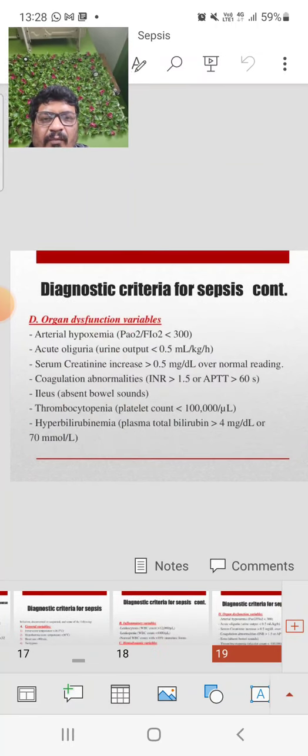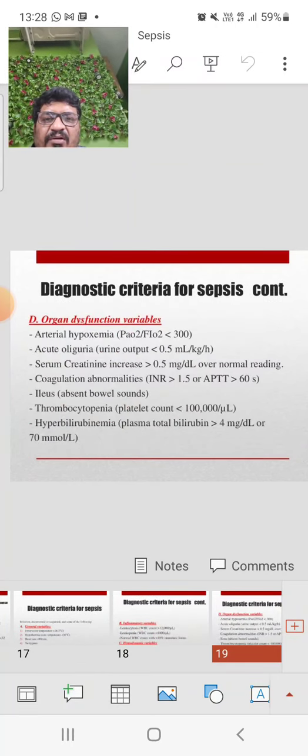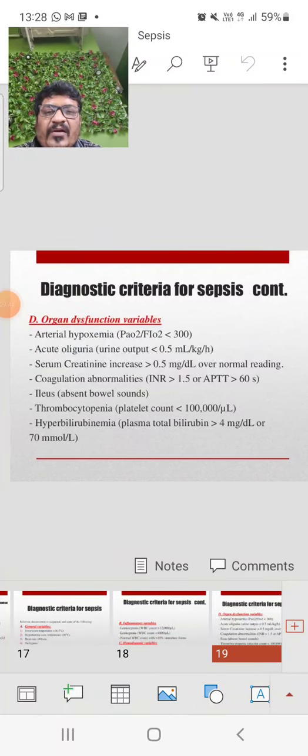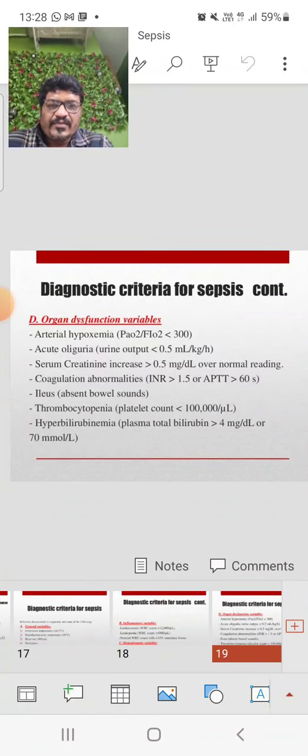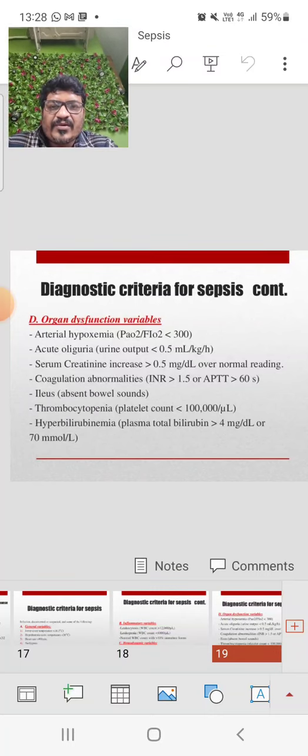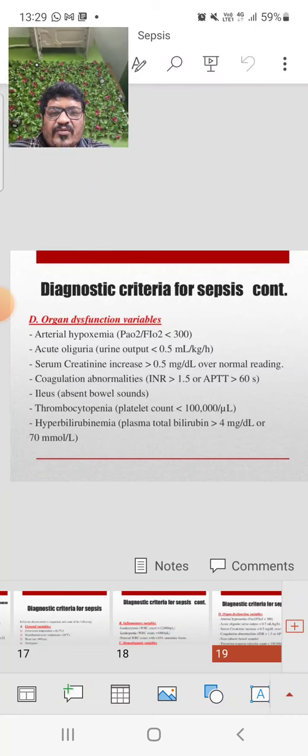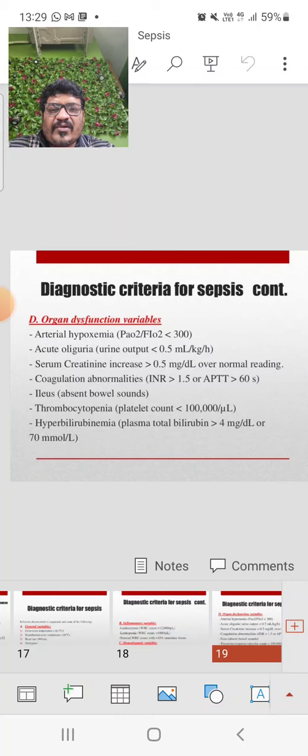Okay. So diagnostic criteria of sepsis contain many organ dysfunction variables: arterial hypoxemia when PaO2 by FiO2 is less than 300, acute oliguria when urine output is less than 0.5 ml per kg per hour, serum creatinine increase more than 0.5 mg per deciliter over normal reading, coagulation abnormalities, ileus meaning absent bowel sounds, thrombocytopenia when the platelet count is less than 1 lakh, hyperbilirubinemia when the plasma bilirubin is more than 4 milligram per deciliter or 70 millimole per liter.